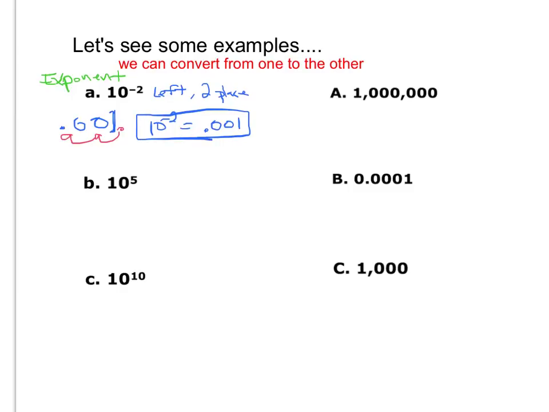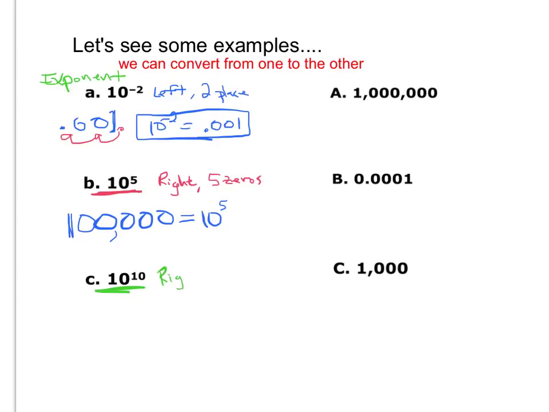I can do the same thing here. In example B, am I moving to the left or to the right? Well, I'm moving to the right because it's positive. And how many places? I'm moving 5 places. Since it's positive, I can add 5 zeros. So I can say the number 1 followed by 5 zeros, 1, 2, 3, 4, 5. You can conveniently add your commas if you'd like to, so that we know that 10 to the 5th is equal to 100,000.